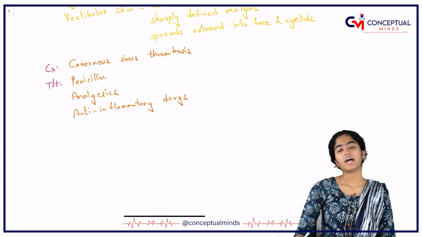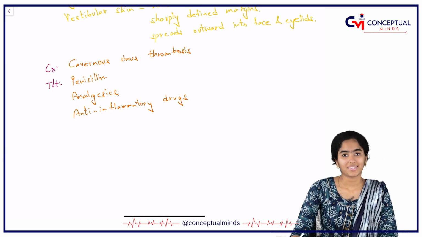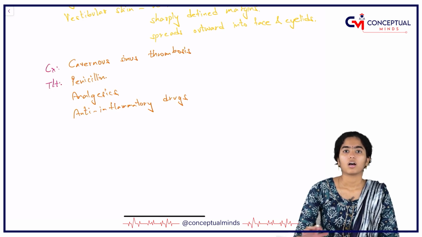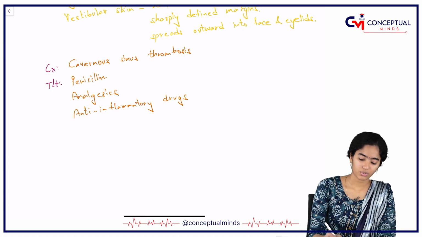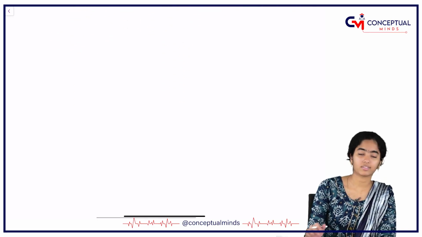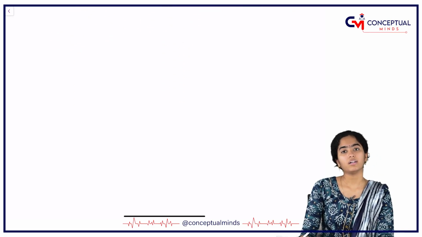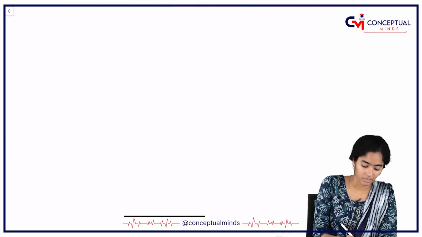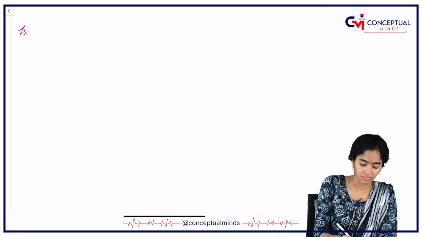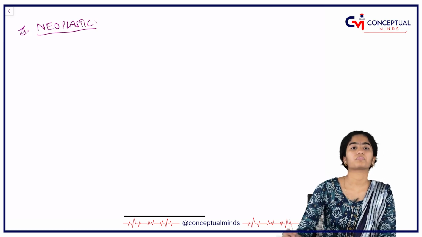So this is about erysipelas. Now with this I complete all the inflammatory disorders also. Now let us look into the last category of external nose disorders, and they are tumors, neoplastic disorders. Any list gets completed by finally discussing neoplastic disorders.